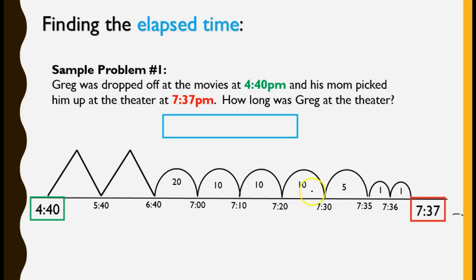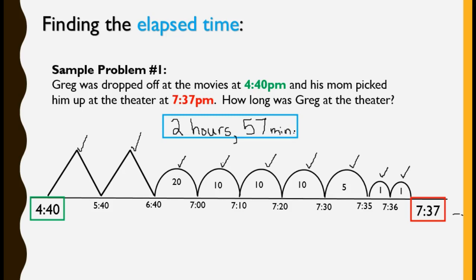So now what you have to do is go back and count. How many mountains? 1, 2. 2 hours. How many minutes? 20, and I'm just counting. 30, 40, 50, 55, 56, 57. All right, 57 minutes. That is how long Greg was at the theater.